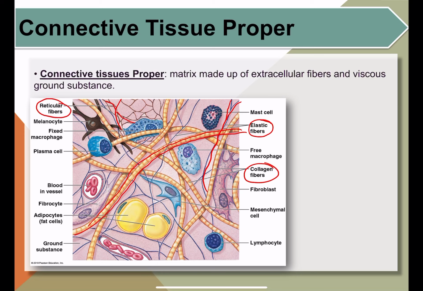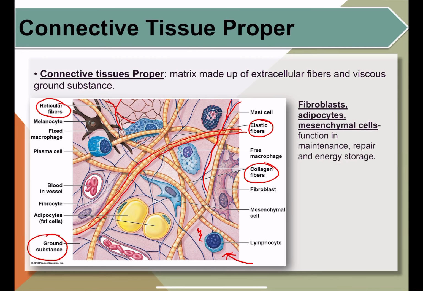There are just these three different types of fiber, and all this pink area in here, this background here, is what we call ground substance, which is sort of a viscous matrix within that area to slow down the movement of pathogens if there are any. So that's why they are viscous, to slow down the movement of pathogens, so our white blood cells have time to catch up to them.